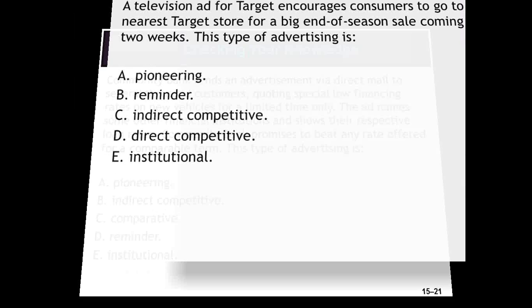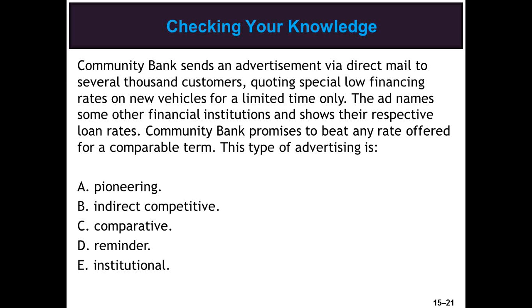Community Bank sends an advertisement via direct mail to several thousand customers, quoting special low financing rates on new vehicles for a limited time only. The ad names some other financial institutions and shows their respective loan rates. Community Bank promises to beat any rate offered for a comparable term. So this type of advertising is comparative. The Community Bank ad makes specific comparisons with other banks. And this type of advertising is best described as comparative advertising.